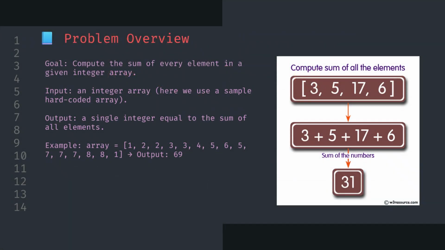Our job is simple. We add every number in the array and then print the total. This pattern, which accumulates across an array, appears everywhere from computing totals in reports to reducing sensor readings. We'll use safe, readable code, and because beginners often trip on off-by-one errors, I'll explain why we iterate the way we do.